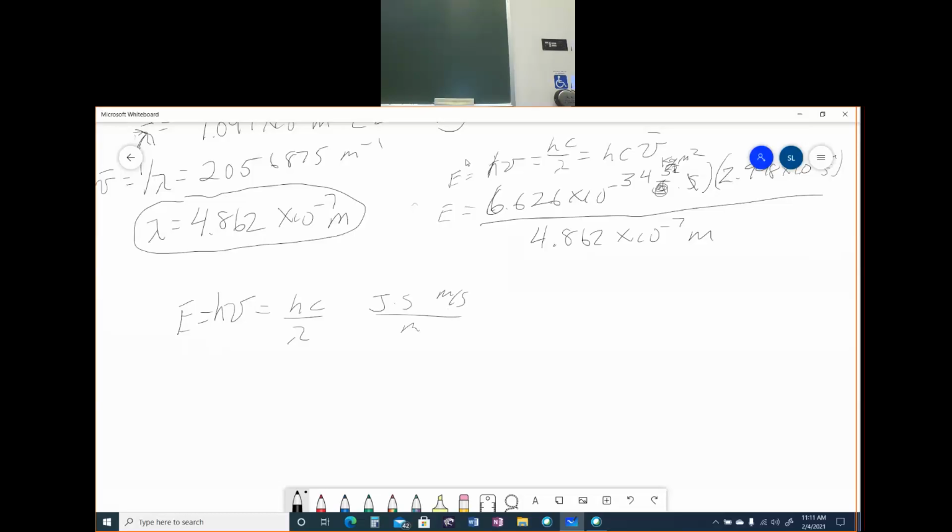Times frequency, which is 1 over second. So that gives you C is equal to lambda nu. And so lambda is equal to C over nu.